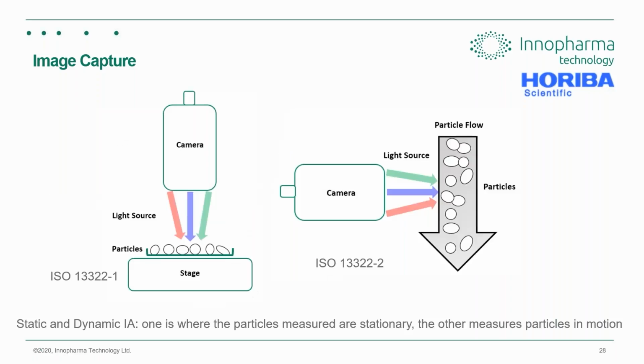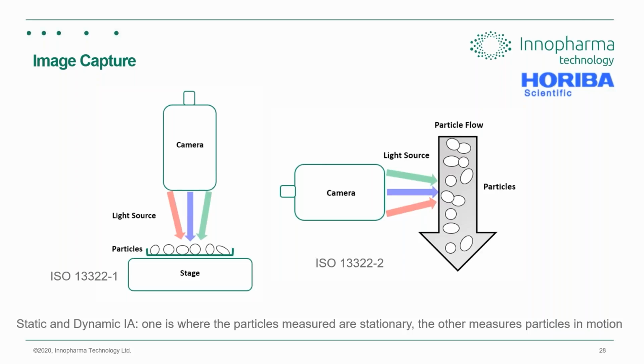Okay, so just to talk a little bit about common image capturing methods. There's basically two methods on the market, and that's static image analysis and dynamic image analysis. Both covered by ISO standards, 13322-1 and 13322-2. Okay, I got those numbers correct. Basically, one is where particles are measured stationary, and the other is particles measured where they are flowing or moving. And I'll let you guess which one is static and dynamic.